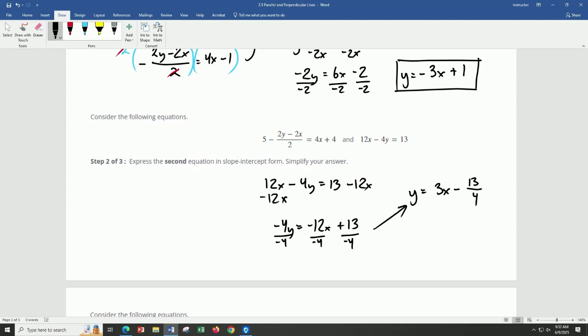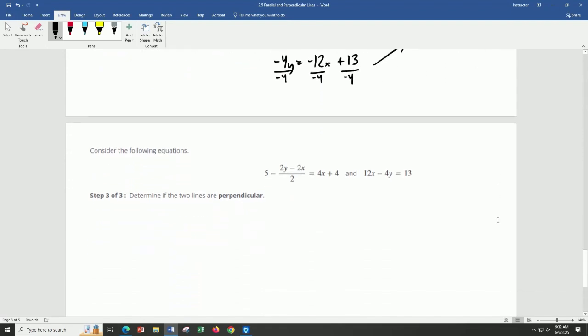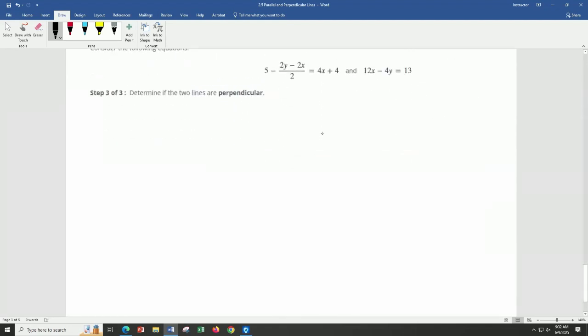And then you have step 3. Step 3 says this. Determine if the two lines are perpendicular. We have two lines here. We have y is equal to negative 3x plus 1. And then we have y is equal to what? 3x minus 13 over 4. Are they perpendicular?